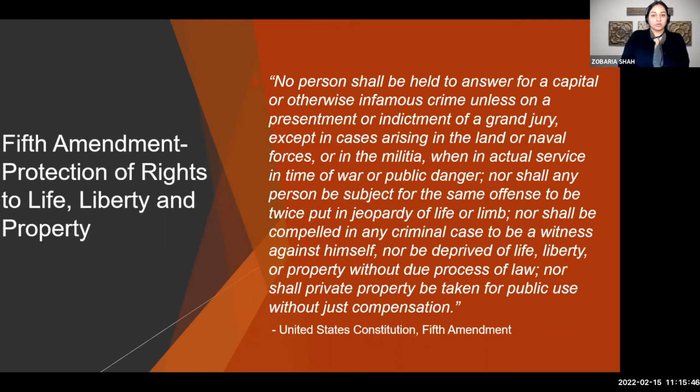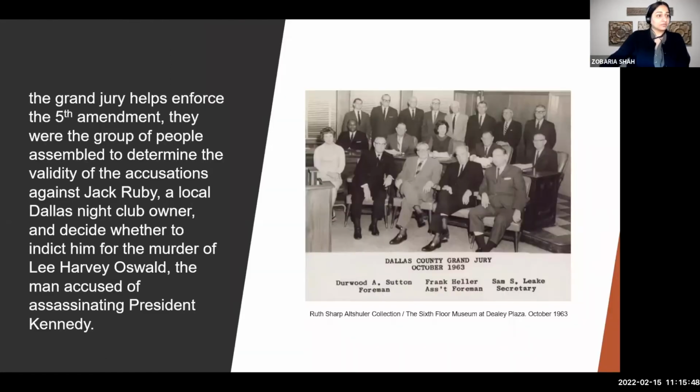Now, this image here, as you see, is the grand jury that was assembled for Jack Ruby. What's important to remember is Lee Harvey Oswald never went to trial. If anybody can remember, you can type it in the chat. Why do you think Lee Harvey Oswald never went to trial? Let's see if you guys remember.